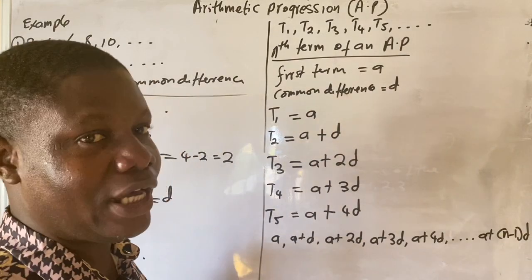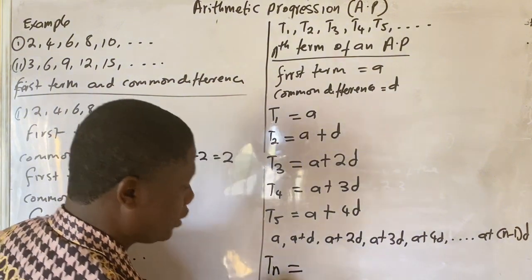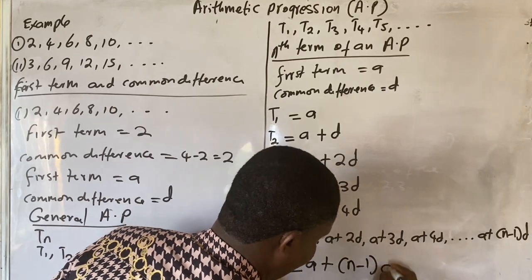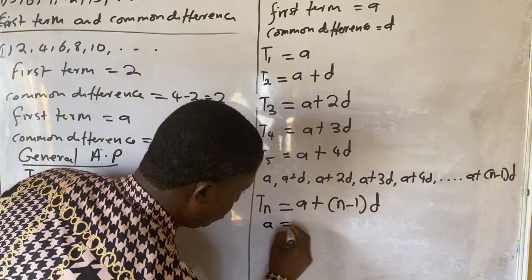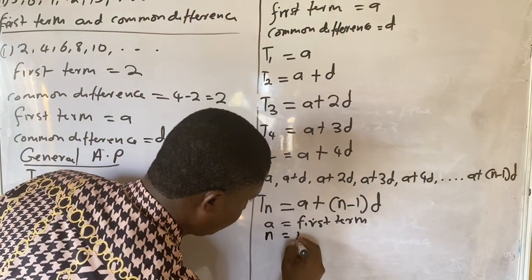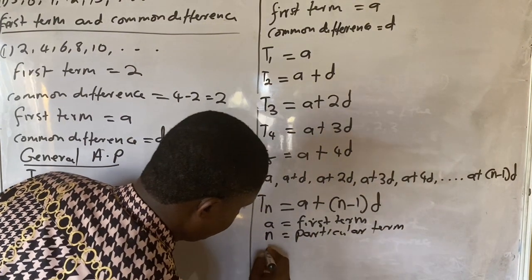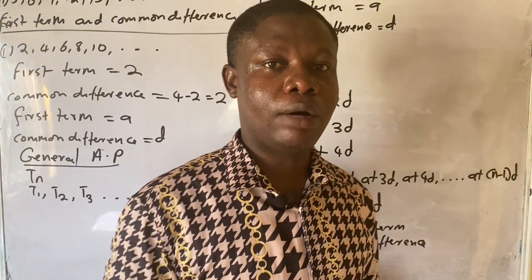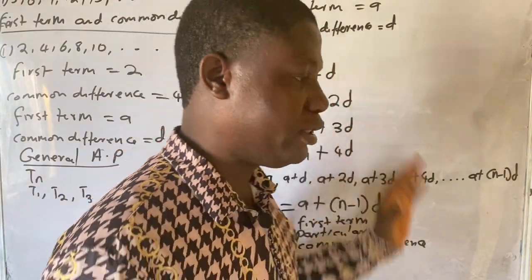So generally, the nth term of an AP, which is Tn, is given as A plus n minus 1 times D, where A is the first term, n is the particular term, and D is the common difference. So this is all about the first term, the common difference, and the nth term of an arithmetic progression.